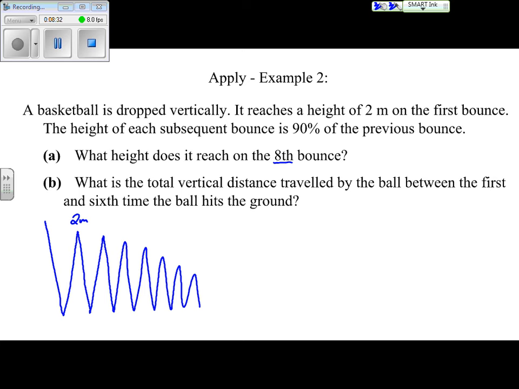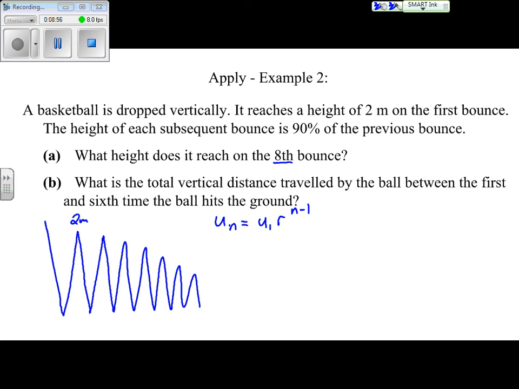Now, it doesn't say the word sum here. It doesn't say the word total or anything like that. So we're really just talking about a geometric sequence at this point, which means we're not going to use our S sub n formula. We're going to use our U sub n formula. So I'm going to have U sub n is equal to my first term, U sub 1, times my common ratio to the power of n minus 1.